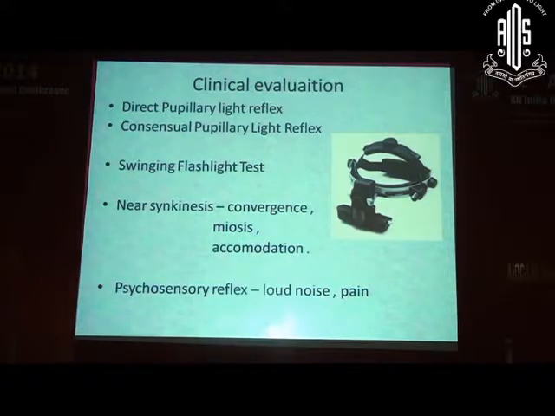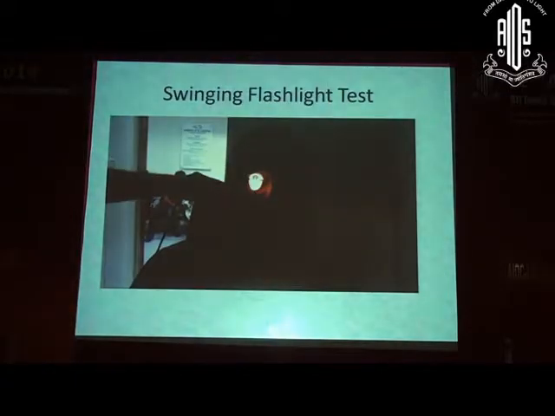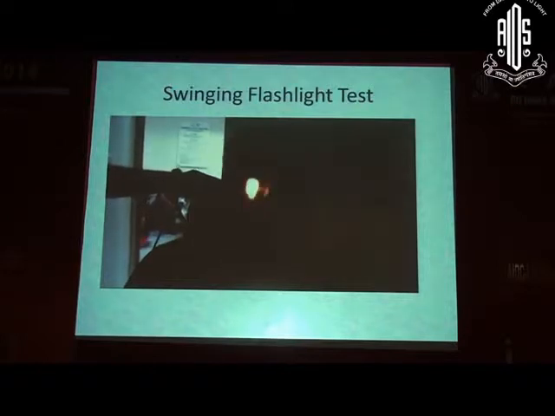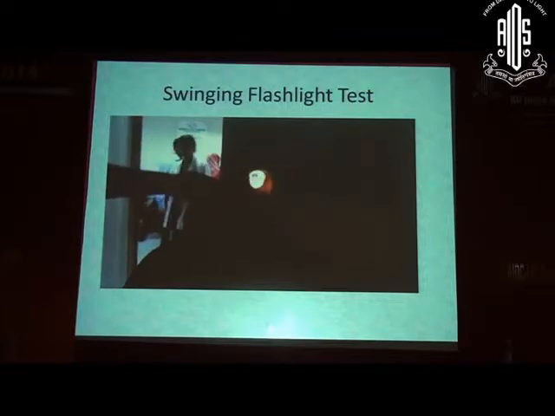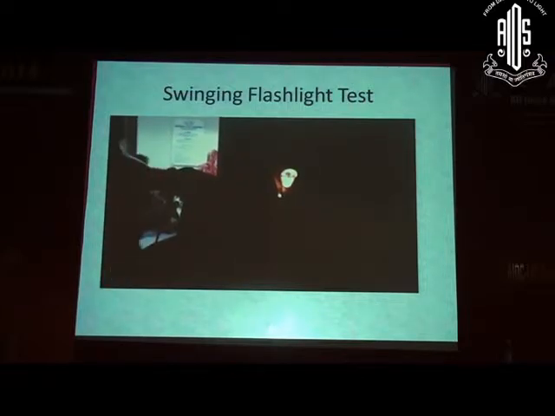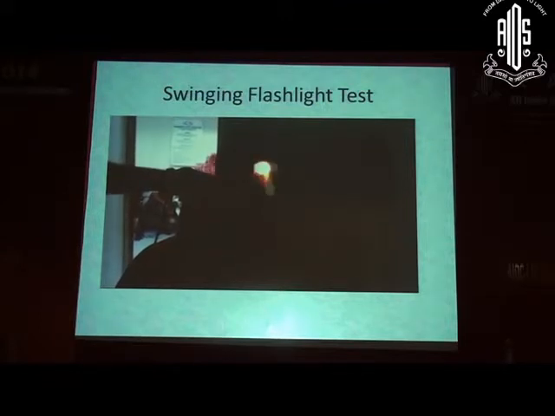Now let us see the swinging flashlight test. Okay. So this is the technique. It's a dark room. You have the indirect ophthalmoscope here. I'm shining light from below the eyes, not in front of the eyes, otherwise the patient would accommodate, and swinging across quickly within 1 or 2 seconds, but staying on the eye for 3 seconds to look at the pupil and its reaction.